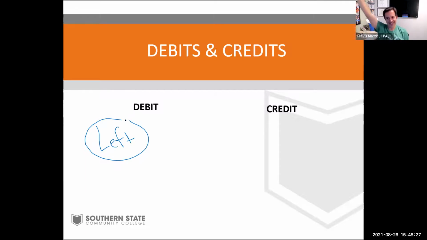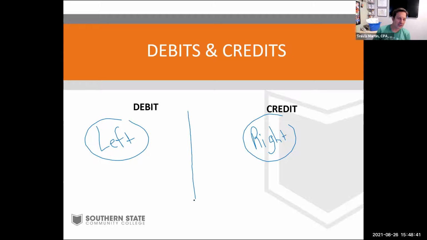And raise your right hand, and then say the word credit. That's all it means in accounting. Credit means right. We have two sides to an account. It doesn't matter what account we're talking about. The debit side is always the left, and the credit is always the right side.